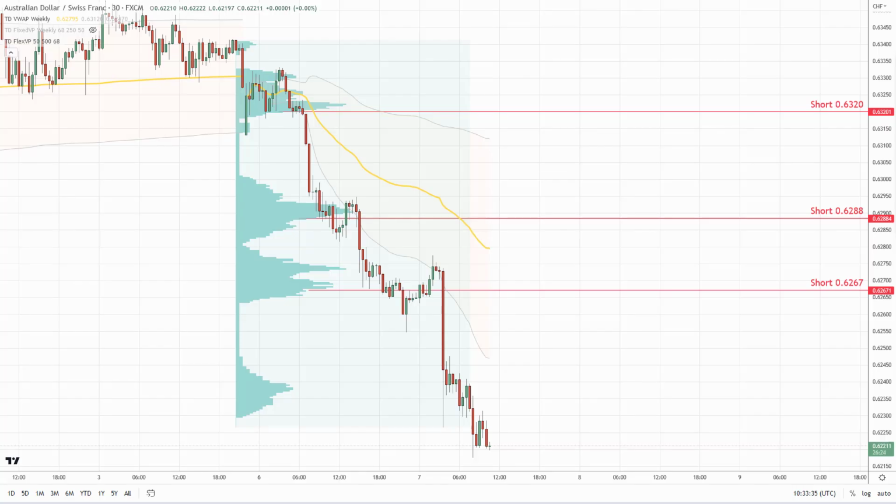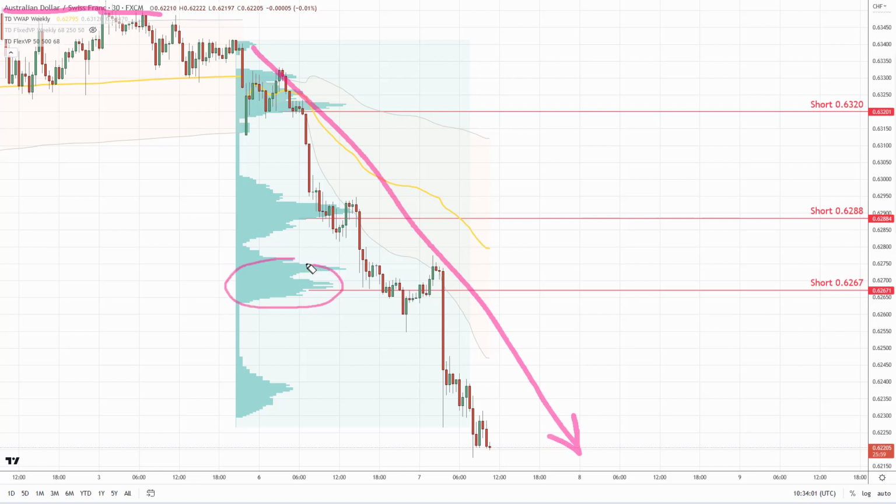Today I'd like to talk about the Australian dollar, Swiss franc, and about three strong resistances that formed on this pair quite recently. What you have before you is the Australian dollar, Swiss franc 30-minute time frame, and what I want to talk about here is this very nicely looking trend where three significant volume zones got accumulated.